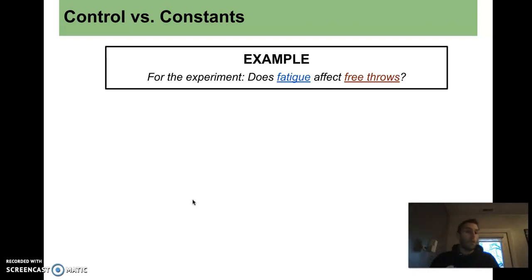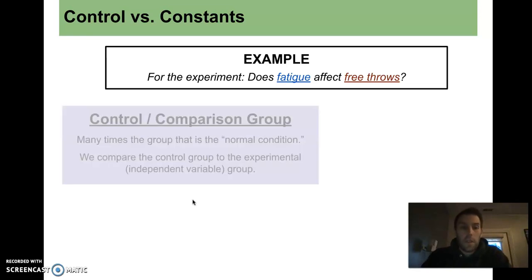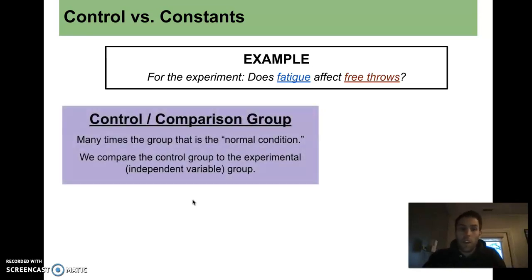Now, we also have parts of an experiment of control versus constants. Even though this is review, it's still super important, especially for this unit on planning investigations, where we're going to be trying to critique experiments. We absolutely want to pay attention to whether these are present in experiments. So our control group is really our comparison group. Many times it's the group that is the normal condition, and we compare the control group to our experimental group, the group with the independent variable, to see if there's a difference or not.